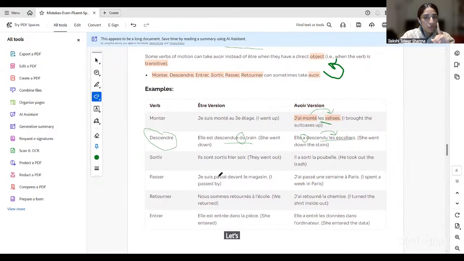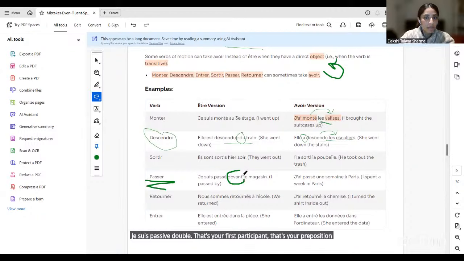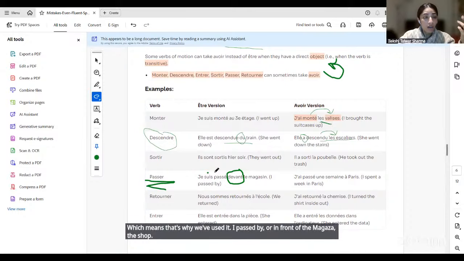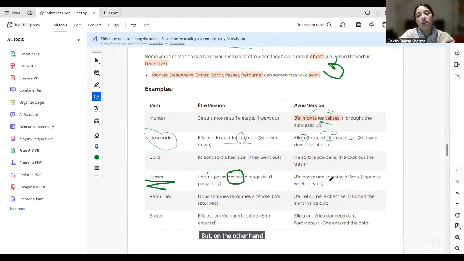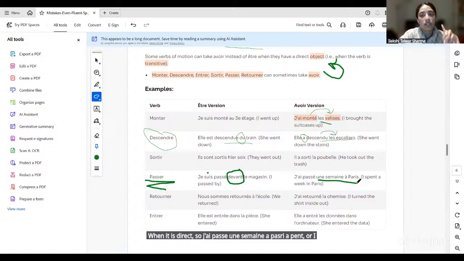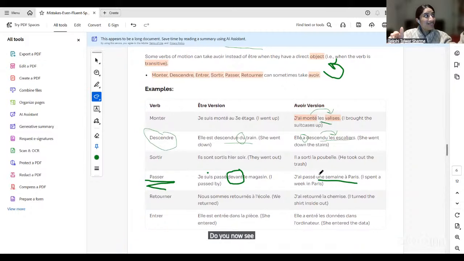Let's take one more example. Something like passer. Je suis passé devant le magasin. That's your past participle. That's your preposition. Correct? Which means that's why we've used être. Je suis passé devant le magasin. I passed by or in front of the magasin, the shop. Fair. But on the other hand, when will you use avoir? When it is direct. So j'ai passé une semaine à Paris. I spent or I passed 1 week in Paris. Now, une is not a preposition, right? Hence, you're using avoir. I'm sure even if you did not know this rule, you may have come across this. Do you now see why that is?